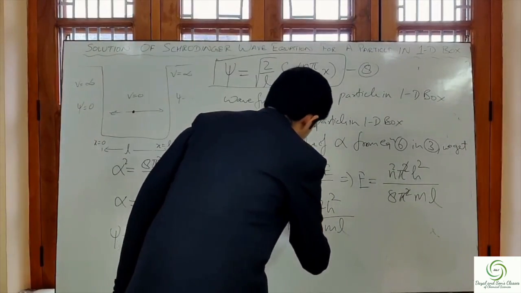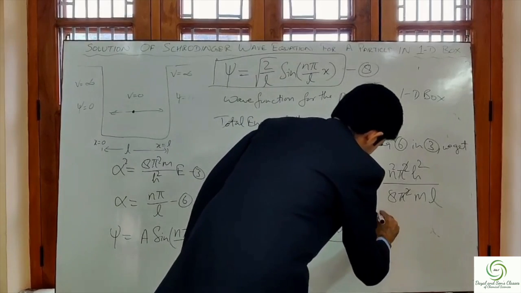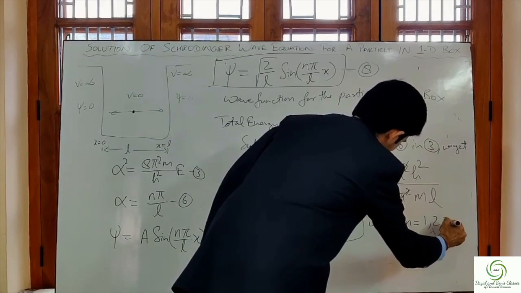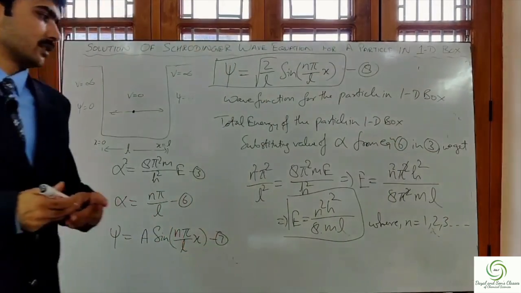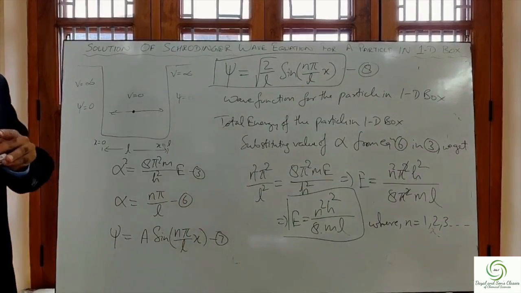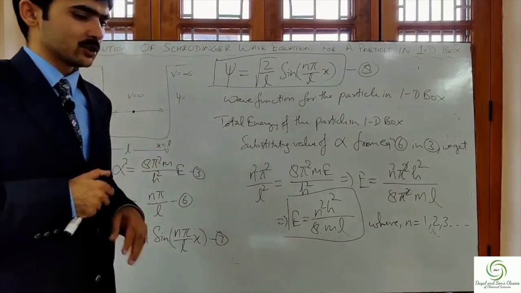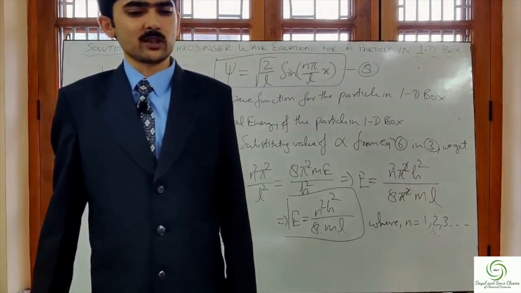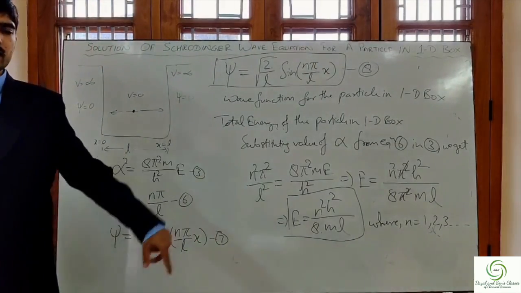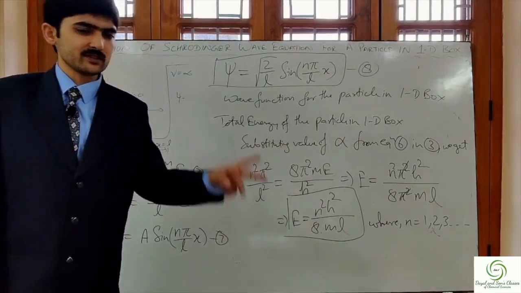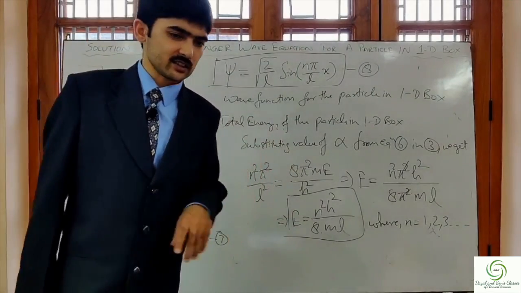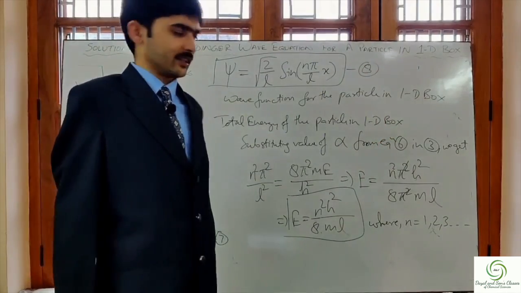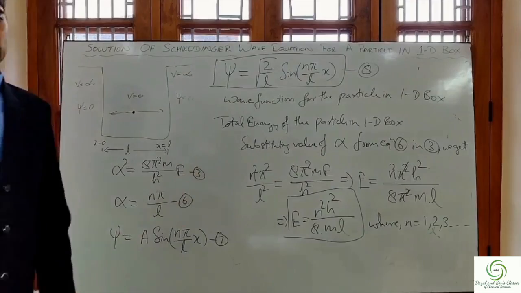This is the expression for energy, where n is equal to 1, 2, 3 and so on. If we need to find out the zero point energy for a particle in 1D box, we'll replace n by 1. Zero point energy will be the energy corresponding to n equal to 1, and energy corresponding to n equal to 2 will be the energy of the first energy level, and with 3 the second energy level, 4 then subsequently higher energy levels. I hope this much is clear.